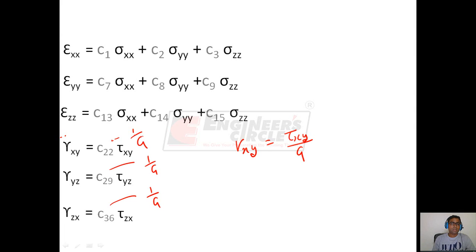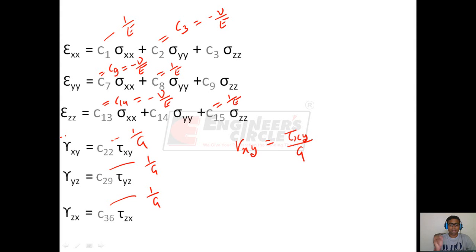Now for normal strains, epsilon xx, C1 is found to be 1 upon E and C2 and C3 are found to be equal to minus nu by E. Similarly, C8 is found to be 1 upon E and C7 and C9 are found to be equal to minus nu by E, and C15 is 1 upon E, and C13 and C14 are equal to minus nu upon E.